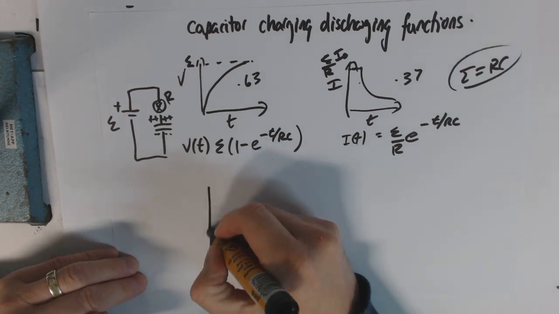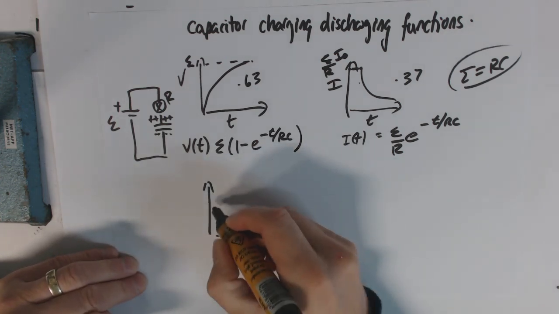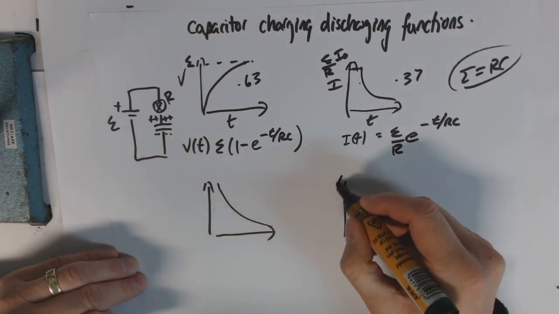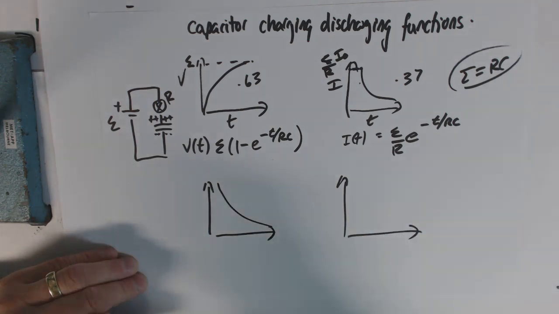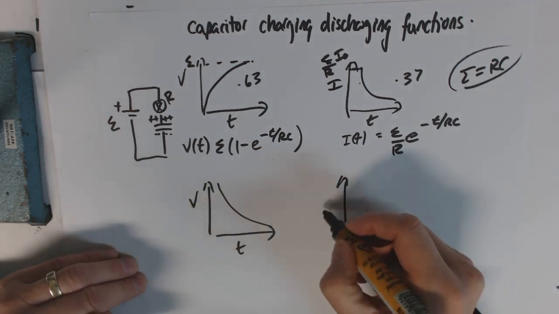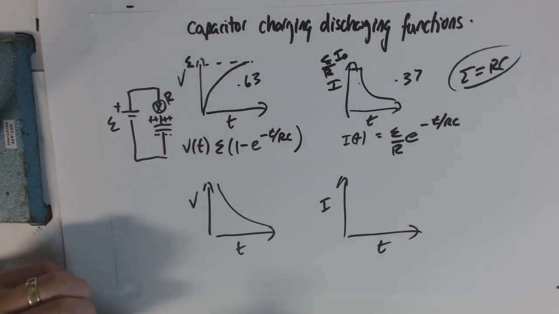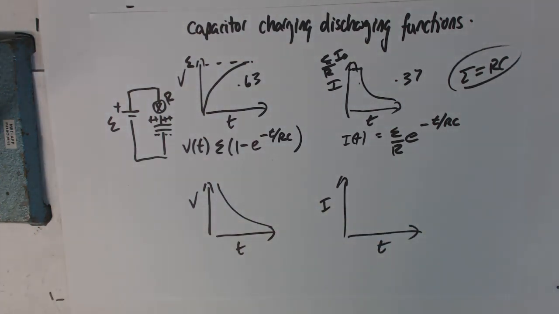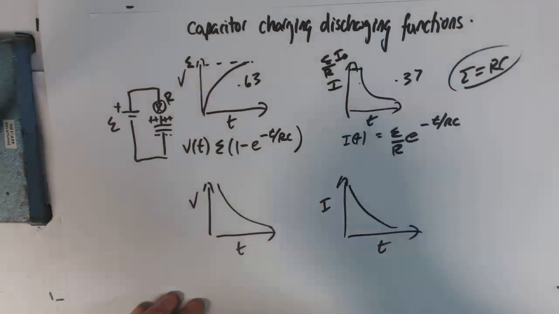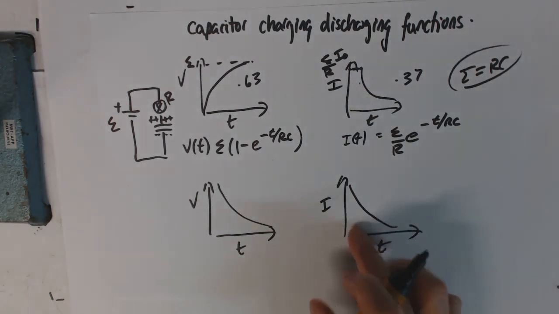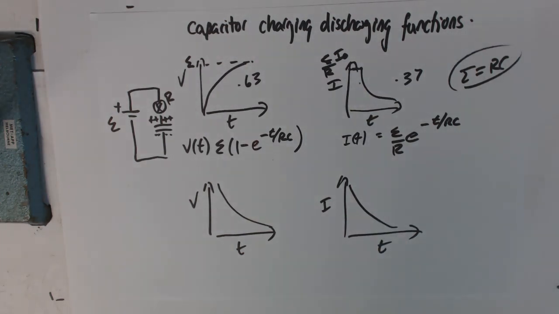Now, the discharge curves both go like this. Now, voltage against time, current against time. Now, the current against time graph should actually be around the other way, because obviously when you discharge, the current runs opposite to the way it did when it was charging. But it's normally shown this way, so we will continue to show it that way.